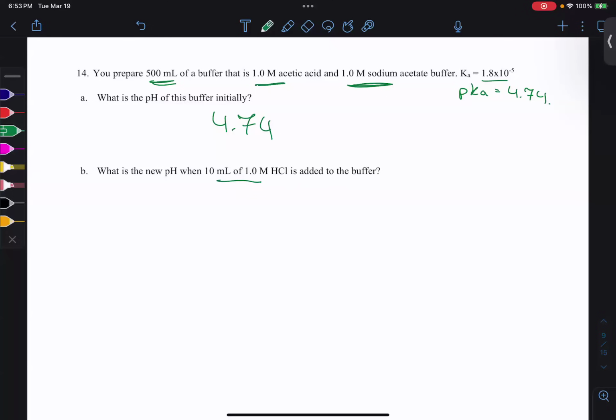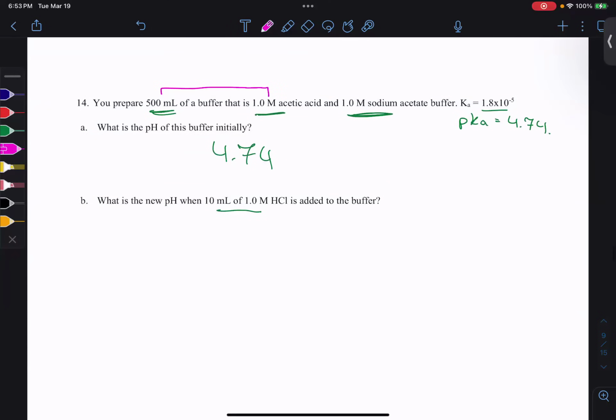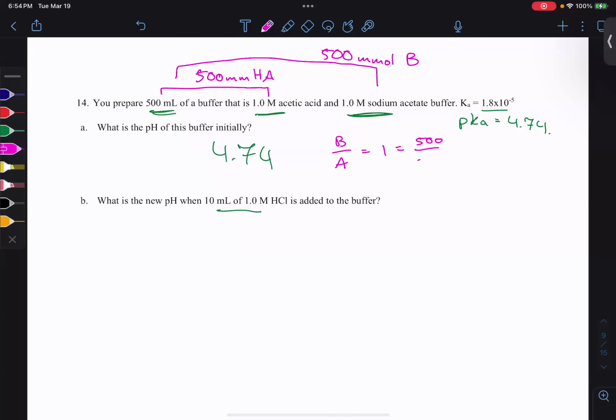We've got to do a BCA table. So we need to take from these pieces of information, I have 500 milliliters of a buffer. How many millimoles of HA do I actually have? Because you told me the base to acid ratio is 1. But technically, if we want to be really specific, how many millimoles of acid are present? 500 millimoles of HA. How many millimoles of the base are there? 500 millimoles of the base. So really, yes, the base to acid ratio is 1, but it's actually 500 over 500.